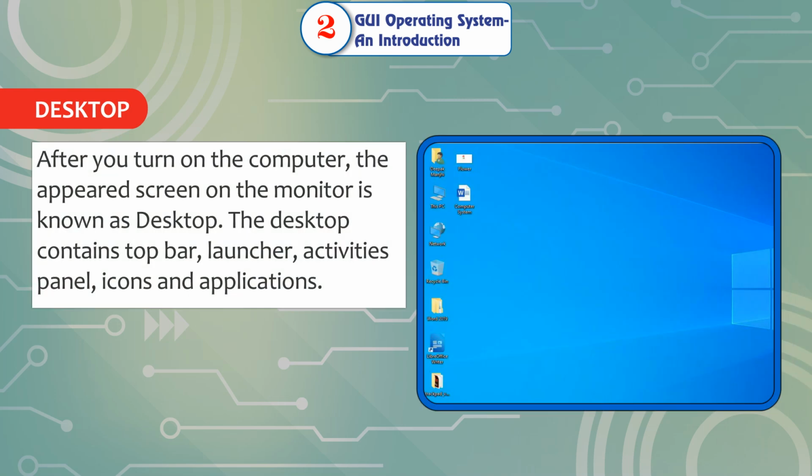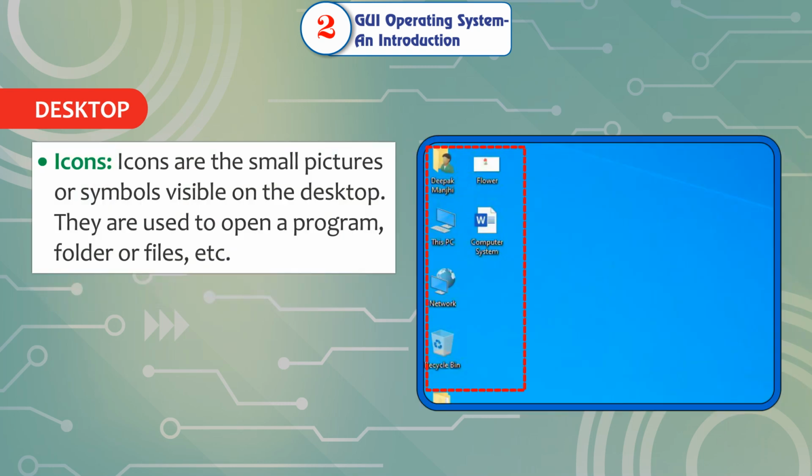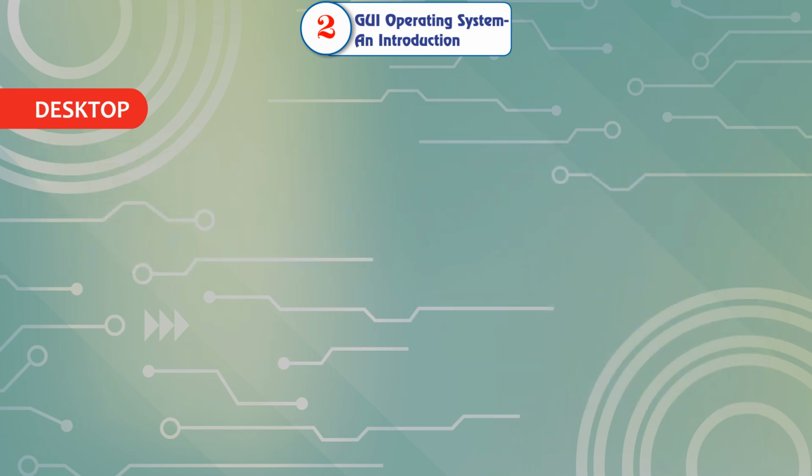After you turn on the computer, the screen that appears on the monitor is known as the desktop. The desktop contains the top bar, launcher, activities panel, icons and applications. Icons. Icons are the small pictures or symbols visible on the desktop. They are used to open a program, folder or files, etc.